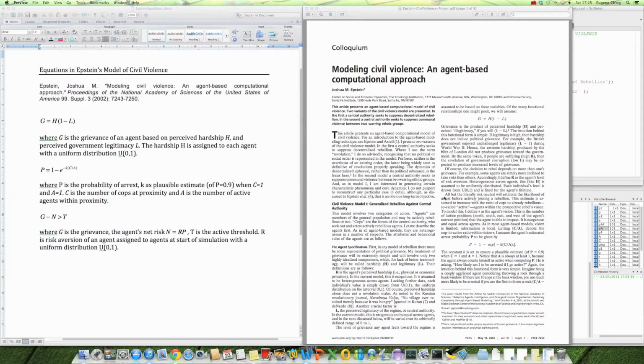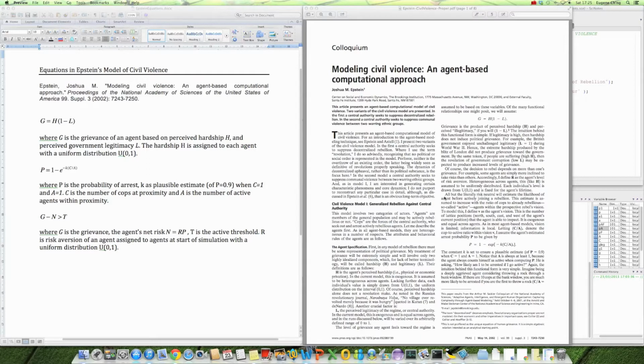This paper is called Modeling Civil Violence, and it's been published in the Proceedings of the National Academy of Sciences of the United States of America, or PNAS. The article explores an agent-based computational model of civil violence. There are actually two variants of the violence model, but I'm exploring only the first model.